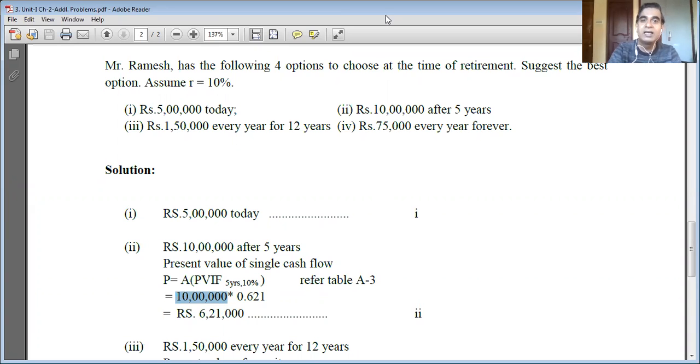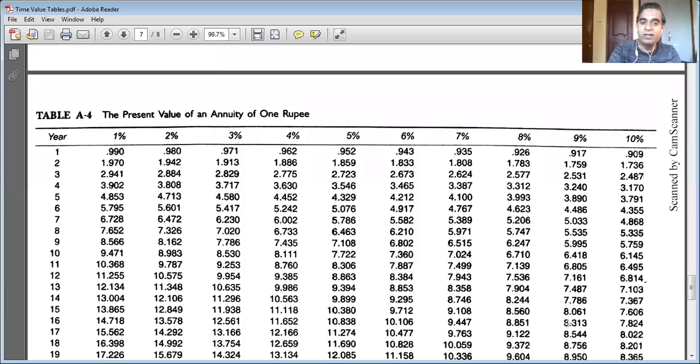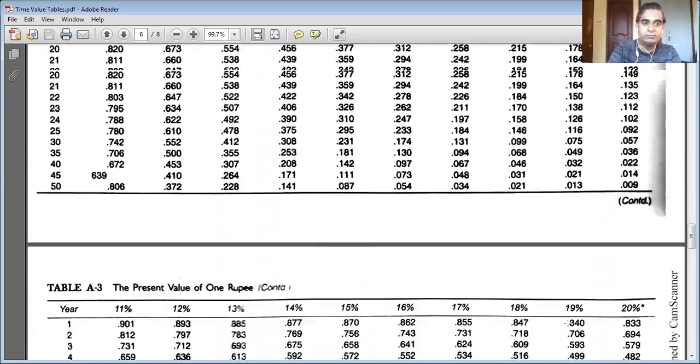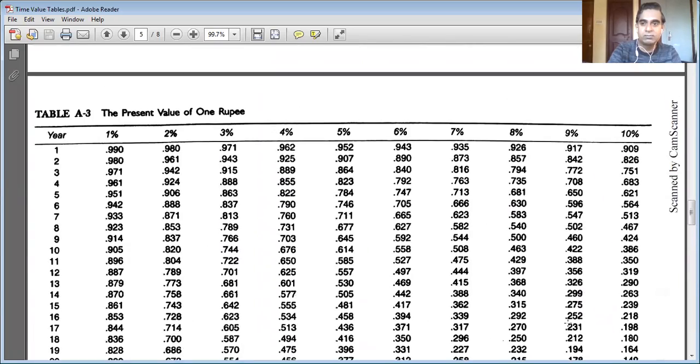So we need to refer to table A3. Table A3, I will be referring now. So in the 10% interest column, year 1, year 2, year 3, year 4, and year 5. So what is the value here for year 5? 0.621. Yes, 0.621 is correct.